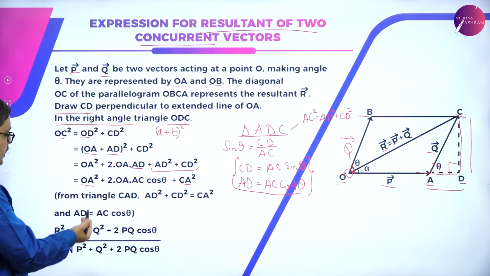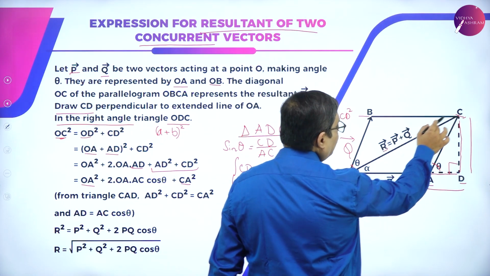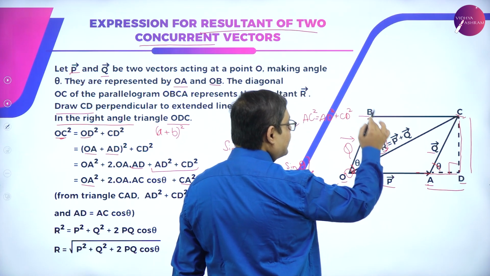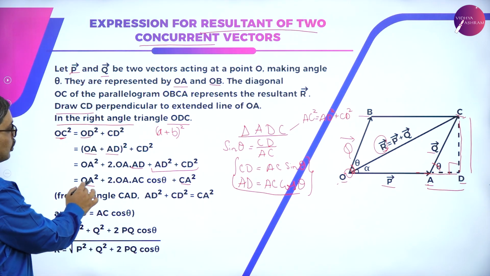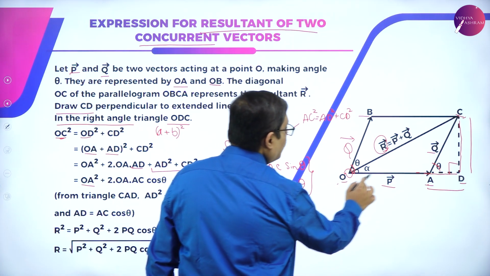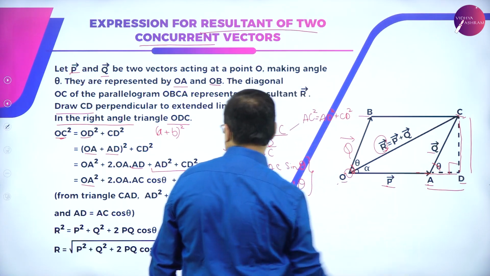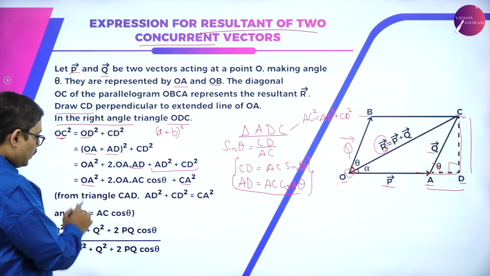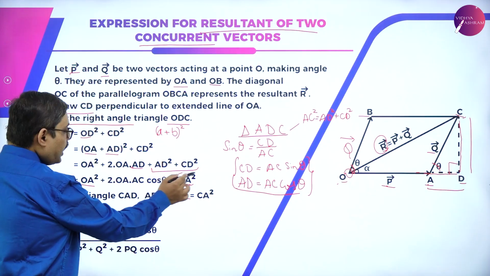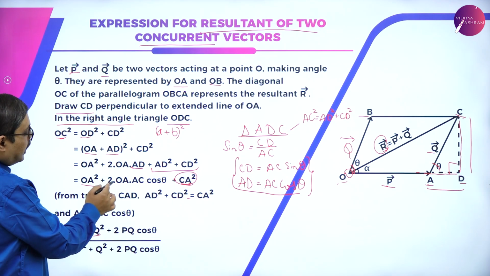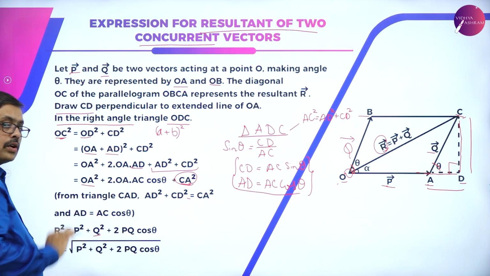Now rewriting all these things. What is OC square? The original diagonal of the parallelogram. This is the resultant. So resultant square is equal to, what is OA square? OA is P, OB is Q. Instead of OB we have AC. So OA is P square and CA square is Q square. And instead of 2 into OA into AC, I have 2 into P into Q into cos theta.